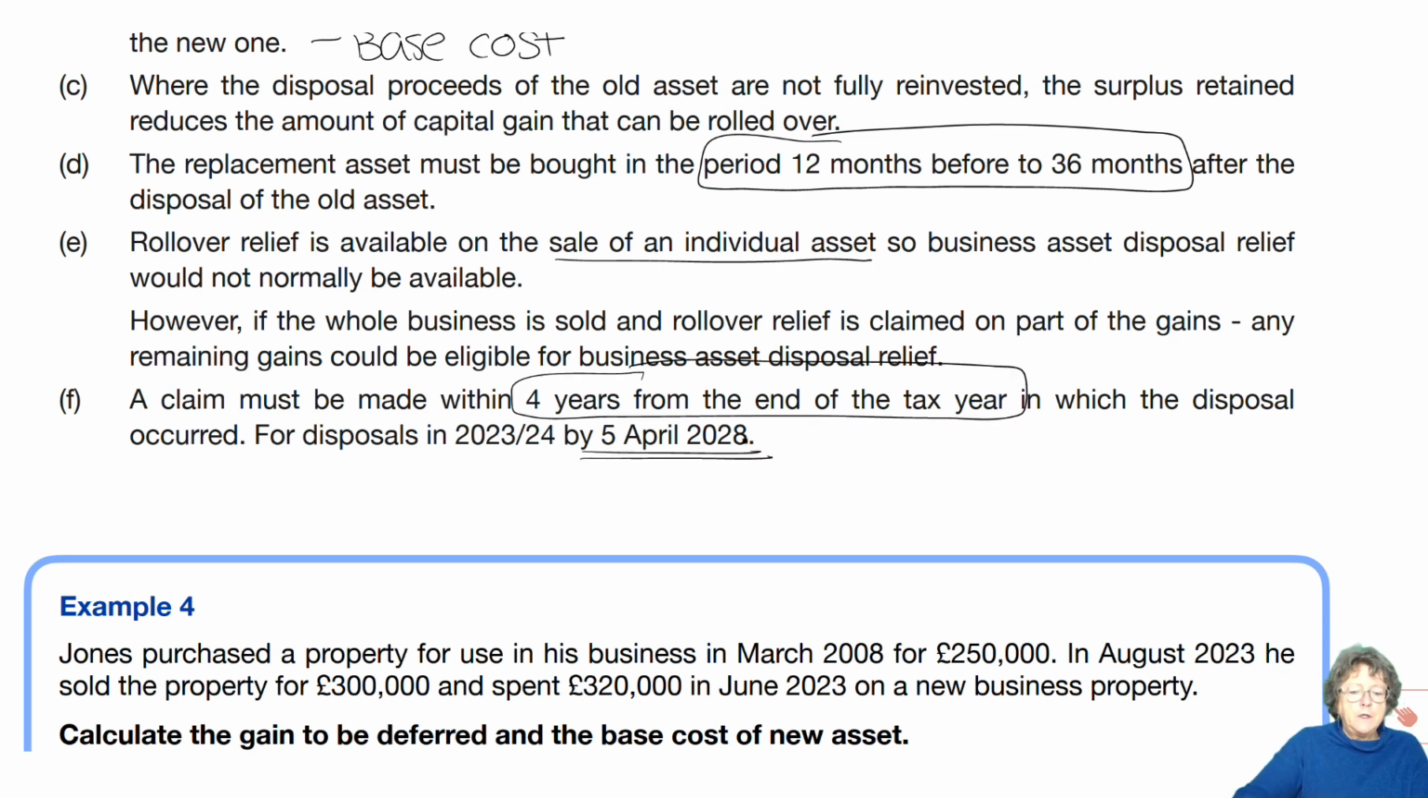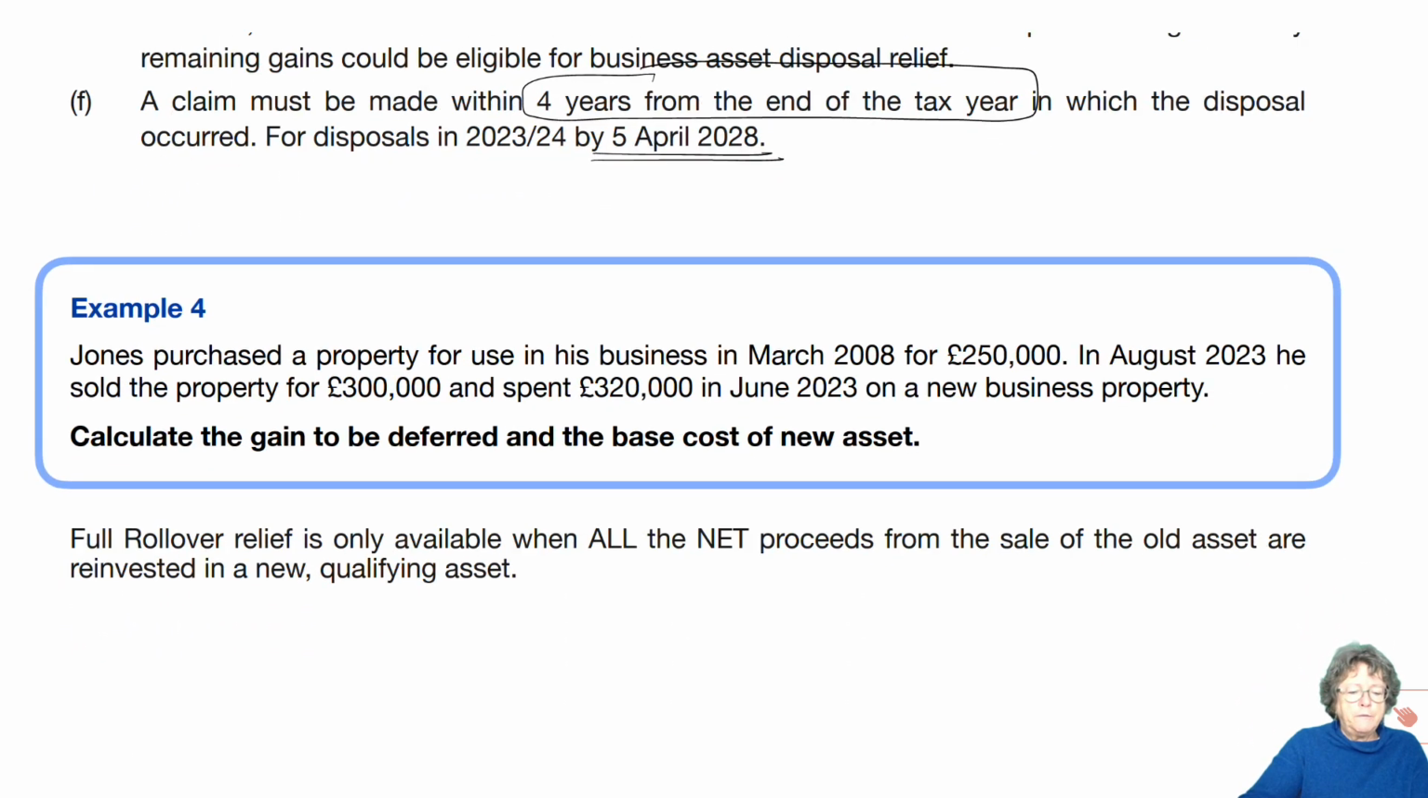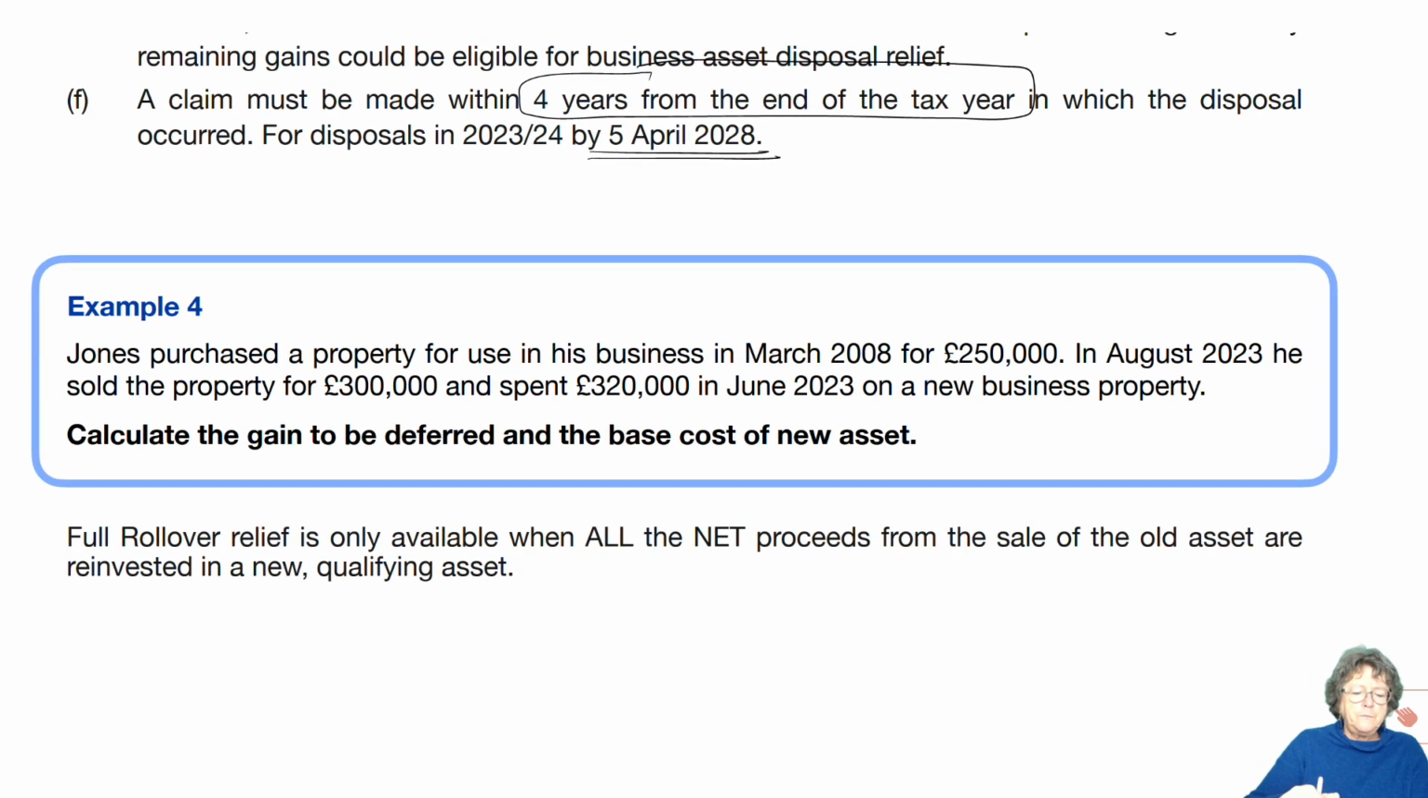So let's have a look at example number 4. Before I do, I just want to reiterate that at the bottom. Full rollover relief is only available when all the net proceeds from the sale of the old asset are reinvested in a qualifying asset. So you're looking for several things when you go through a question.